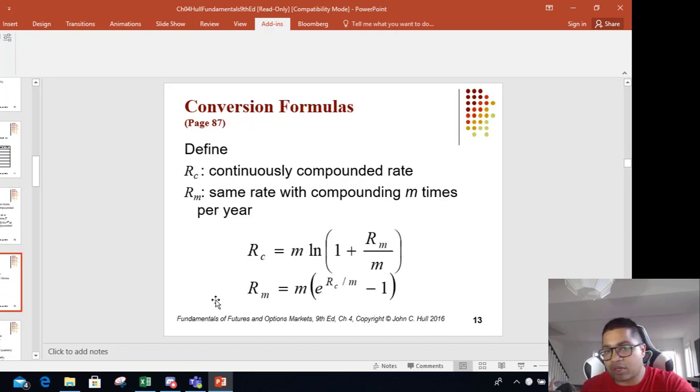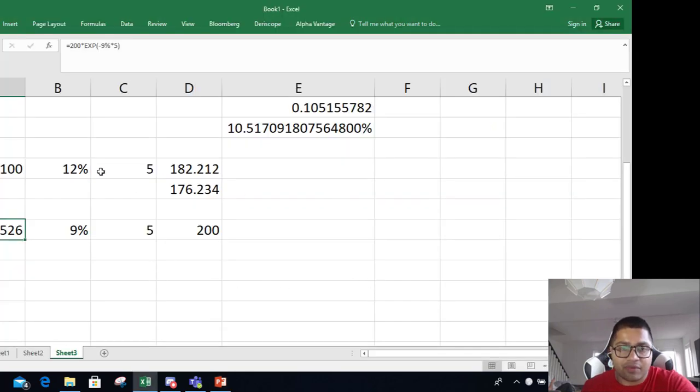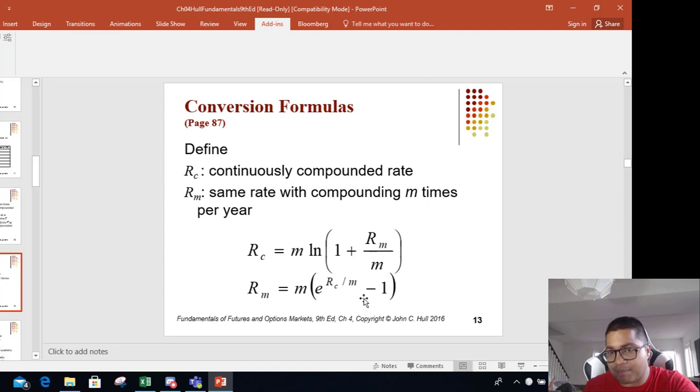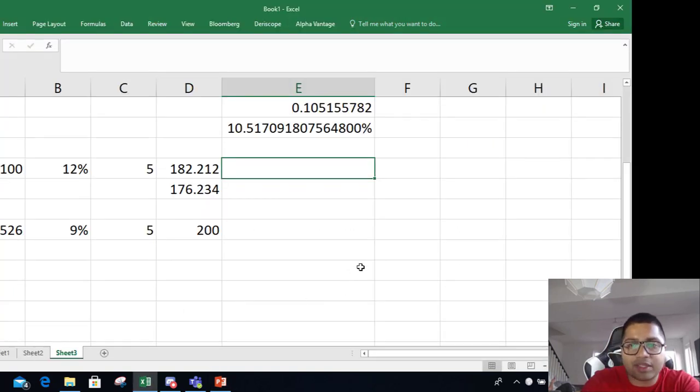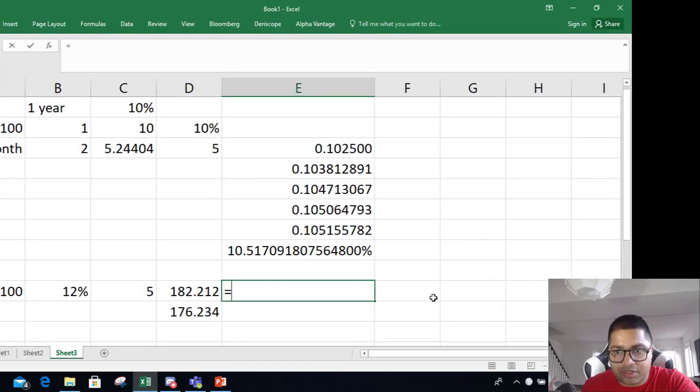So there are ways to convert: ways to find the continuous interest rate when the annual interest rate is given, and ways to find the annual interest rate when the continuously compounded rate is given. For example, a 12% continuous compounding rate will be how much annual interest? So let's find it out. For doing that, we use these formulas.